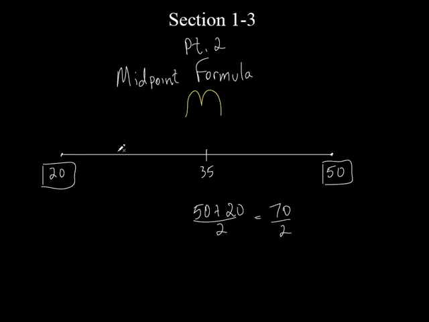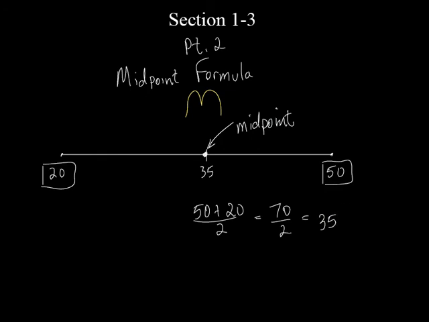I want you to add the 2 endpoints together, divide by 2. Why do we divide by 2? Because we're finding the what? The halfway point or the midpoint, right? So this point halfway is called the midpoint. So write that down. So here's our little formula to find the midpoint. You add up the 2 endpoints and divide by 2. So 70 divided by 2 is 35. That'll work every single time.